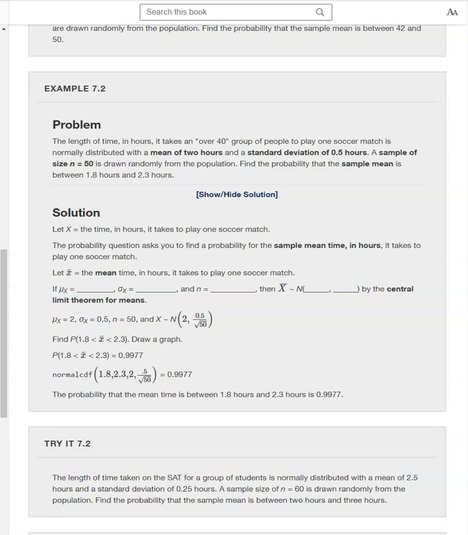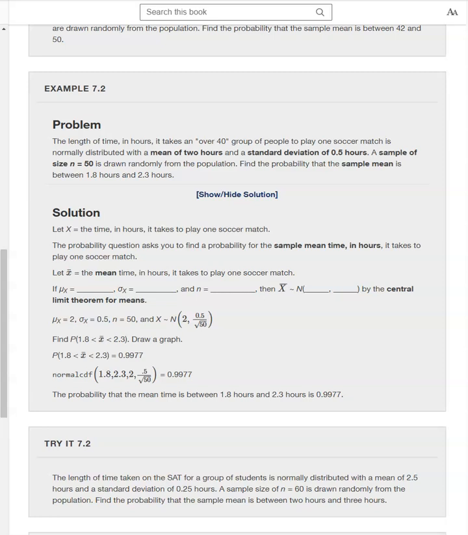We're using the TI-84, right? We would go to normalcdf. We would put in the lower bound of 1.8, the upper bound of 2.3. The mean is 2. And finally, we would put in the standard error, which is going to be 1/2 divided by the square root of 50. And we get 0.9977.